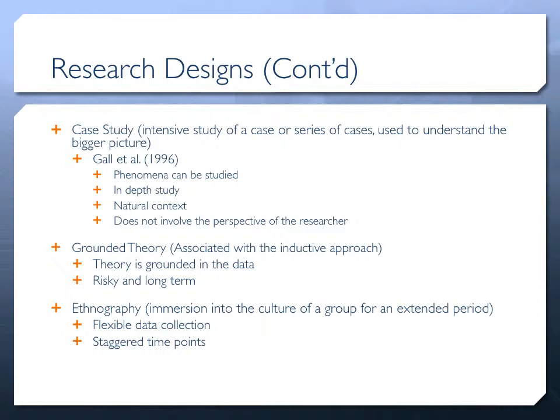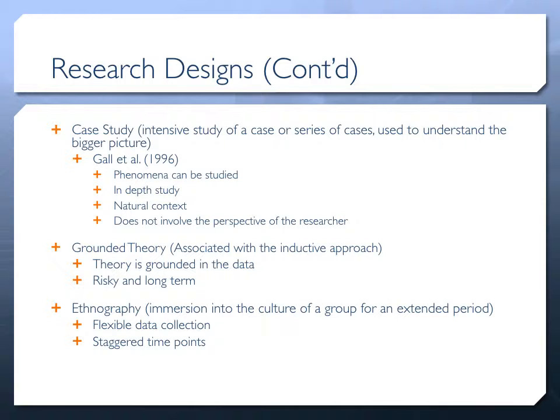Ethnography is a little bit different in that it is the study of the culture of a population. So what ends up happening is the researcher immerses himself or herself into the population to find out as much as they possibly can. In this case, the data is flexible in that you don't necessarily have the structured procedure that you find in a lot of the sports science type research. But also, there are staggered time points here.